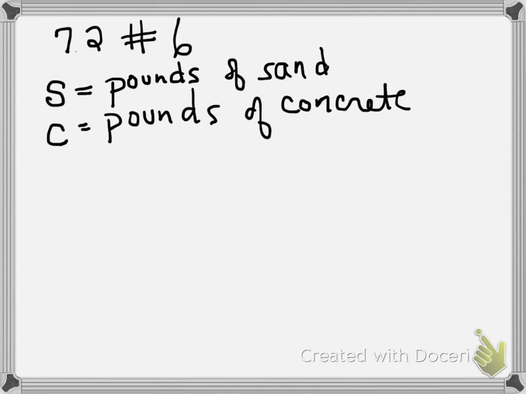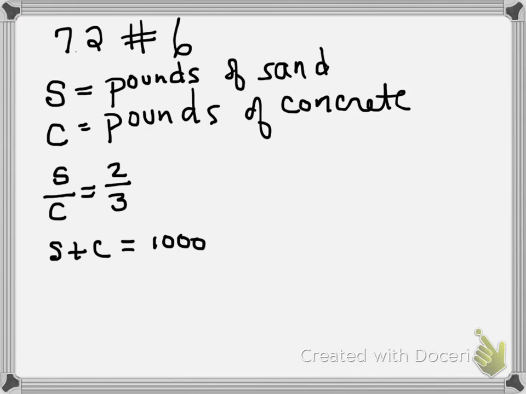So a truck containing 1,000 pounds of sand and concrete is in the ratio of 2 to 3. So we know sand to concrete is in the ratio of 2 to 3. We also know that sand plus concrete, the amount of sand plus the amount of concrete, is 1,000 pounds. Now, after X pounds of sand is added, the ratio of sand to concrete becomes 4 to 5.